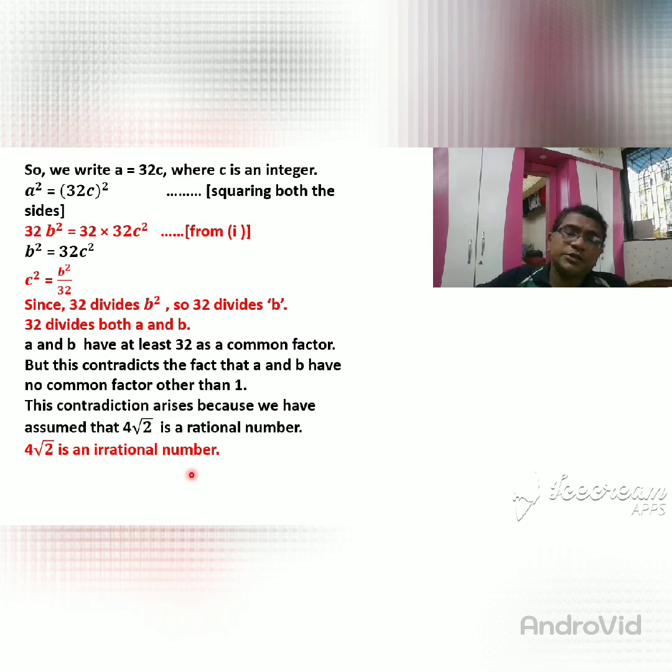I already explained this when the exercise started. This exercise is totally theoretical, and when you say it is rational, then the only common factor is one number. But here we see the common factor is a also, b also, other than 1. So what we considered, that 4 root 2 is rational, is wrong; it is an irrational number. Then we are going to learn another problem.